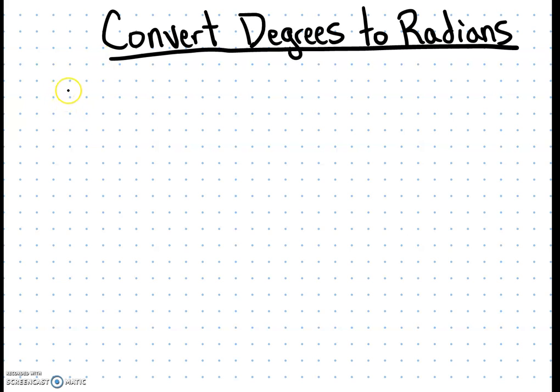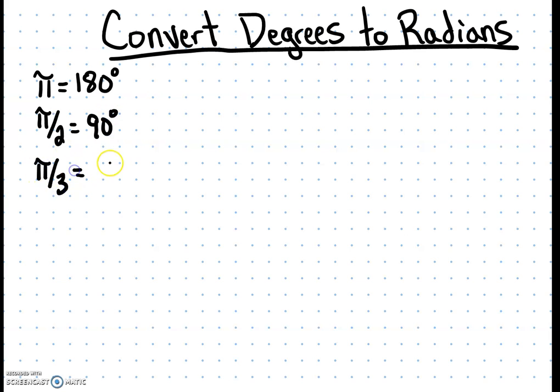For this video, we're going to be converting from degrees to radians. I think the easiest way to accomplish this is just right out front to remember the following, that pi is always 180 degrees. That means pi over 2 would be half of that, or 90 degrees. Pi over 3 would be 60 degrees.